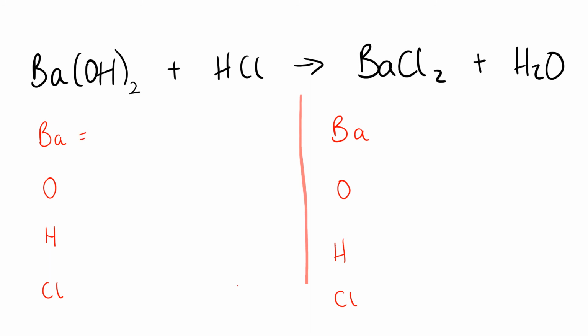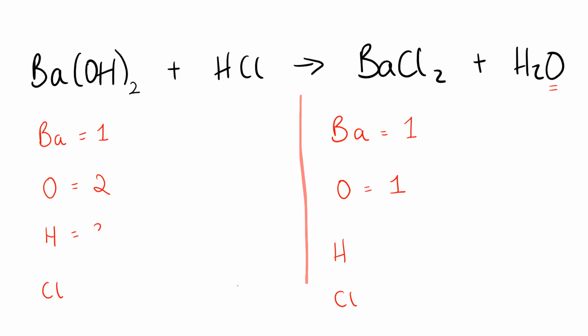On the left hand side we have 1 barium, and on the right hand side we have 1 barium. On the left hand side there are 2 oxygens, and that's because the 2 outside the bracket times everything inside the bracket by 2, same as in maths. On the right hand side we've only got 1 oxygen to begin with.